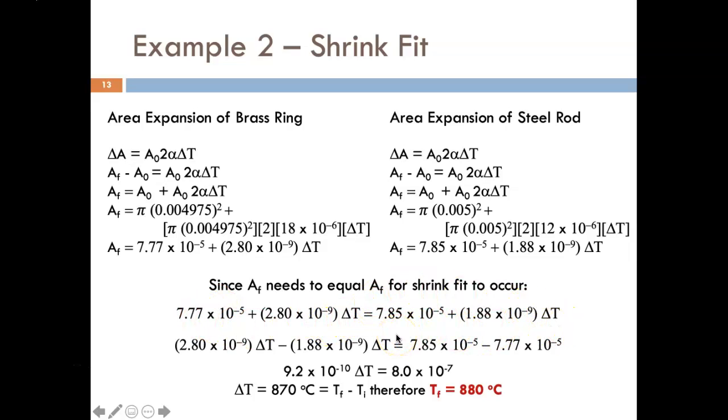Once they both equal, you can work out that the change in temperature would have to be 870 degrees. That's the delta T. You started at 10 degrees. So if your initial was 10 and your change is 870, your final must be 880. When your final temperature is 880, those two final areas will equal, and you'll be able to fit the two things together, which is kind of cool.